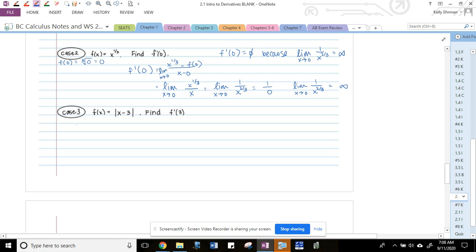Our last one, does f of 3 exist if I'm supposed to find f prime of 3? Yep, it equals 0, so it's continuous. Think about this graph. You don't have to always use the limit definition. It's got a sharp turn at 3, which is the vertex. So you could stop right here and say f prime of 3 does not exist, or f of x is not differentiable at x equals 3 because there's a sharp turn at 3.